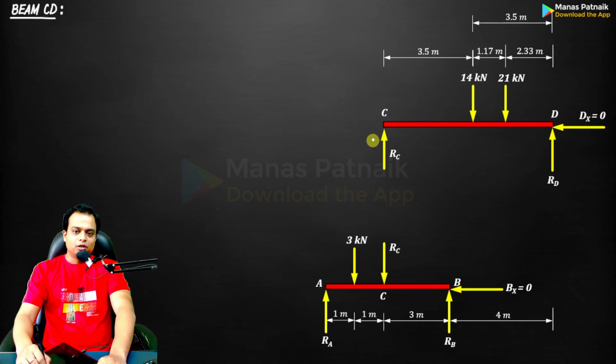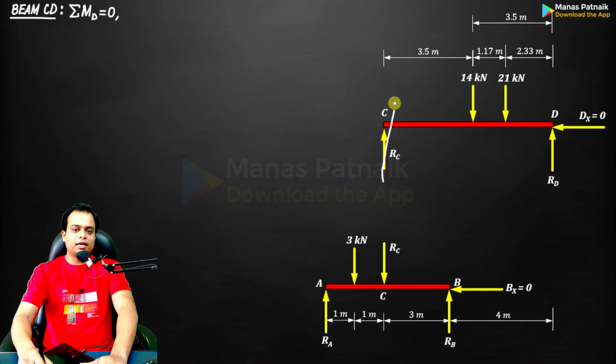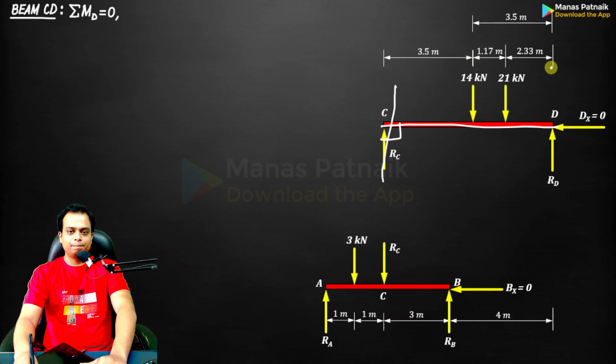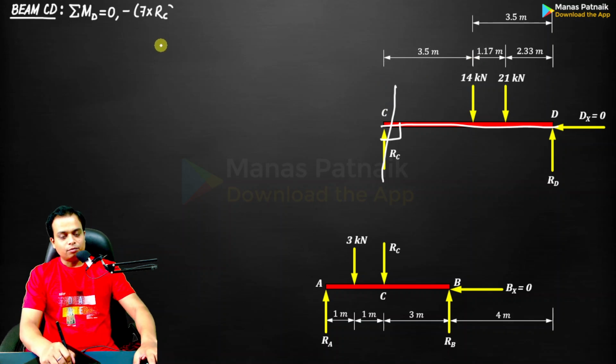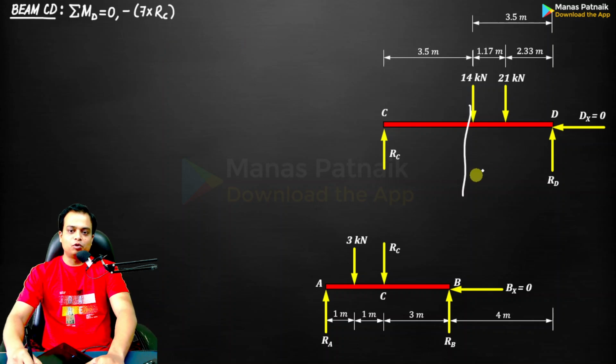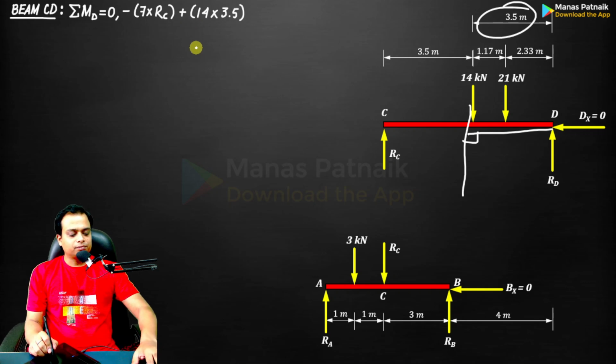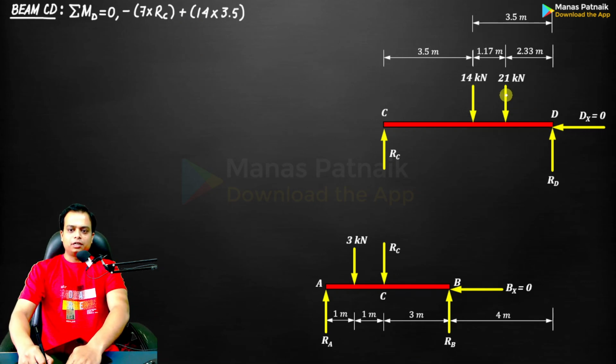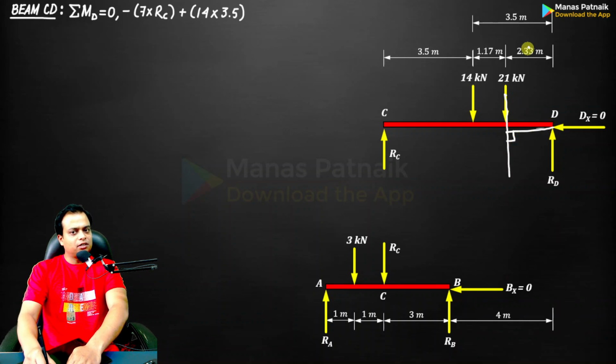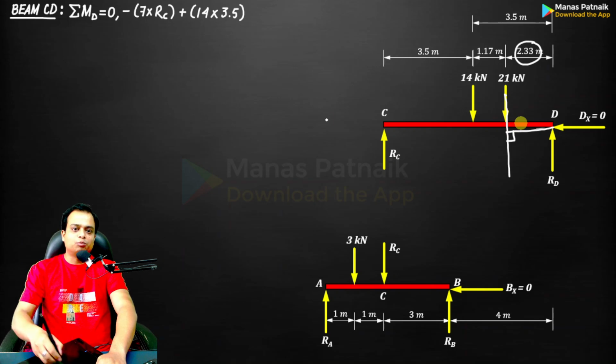Let me start with beam CD. Straight away, I'm going to take the moment about D equal to 0. So RC multiplied by perpendicular distance. RC multiplied by this, 3.5 plus 3.5, that is 7. 7 times RC, negative. Why? Clockwise. Second, you've got this 14. So 14 times the perpendicular distance. How much is this? This is 3.5 actually. Plus 14 into 3.5. Then you've got 21. This is the force and this is the perpendicular dropped. How much is this? This is 2.33. So 21 multiplied by 2.33 is going to create an anti-clockwise moment.